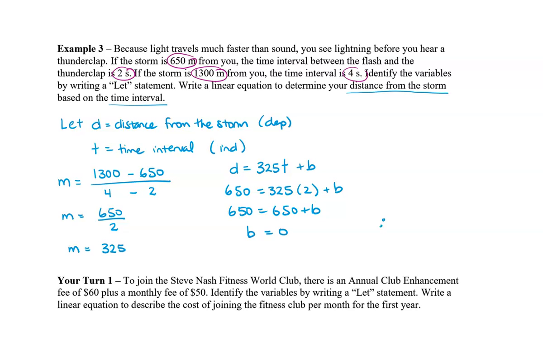So now I have my linear equation, which is d is equal to 325 times t. We can put the plus 0, but you don't need a y-intercept of 0. You don't need to write that down, so we're going to erase that. And so our equation is just d equals 325t. All right, so that is how you can write linear equations based on some data or some information that's given to you.